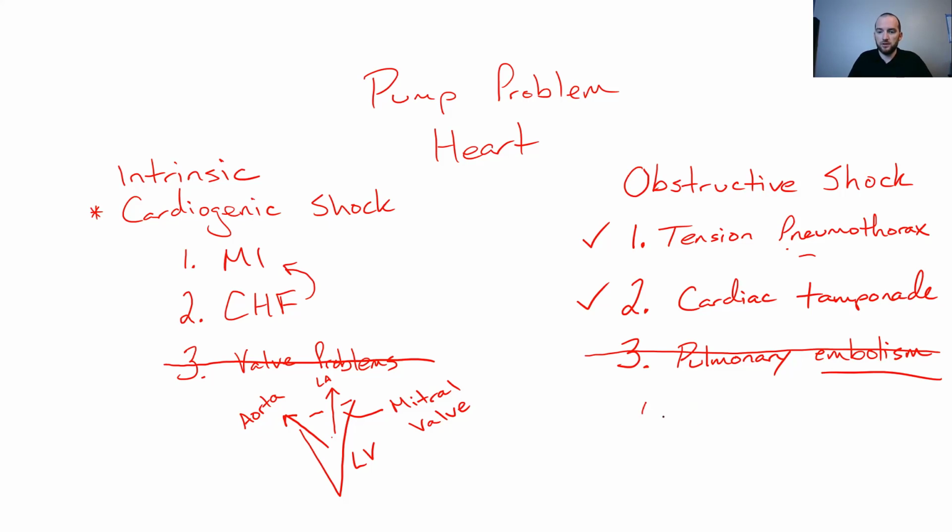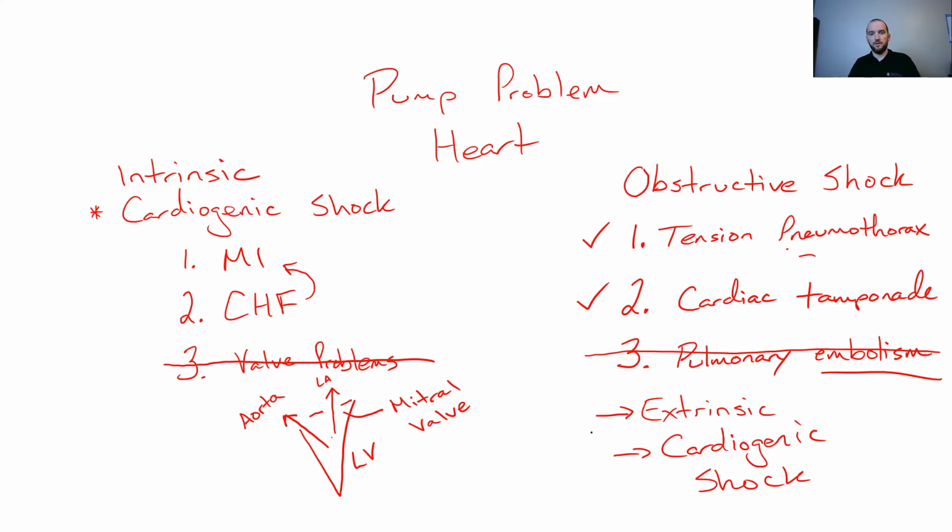And these obstructive shocks, they will say is an extrinsic cardiogenic shock. Where the issue is still the heart, but the real issue is something outside the heart that's blocking it from working properly. I always like that, blocking it from working properly, a blockage is an obstruction. That's where the obstructive shock term came from. Something is blocking it from working. Other books, they'll call it an extrinsic cardiogenic shock. The issue is the heart, but something outside the heart is making it not work properly.